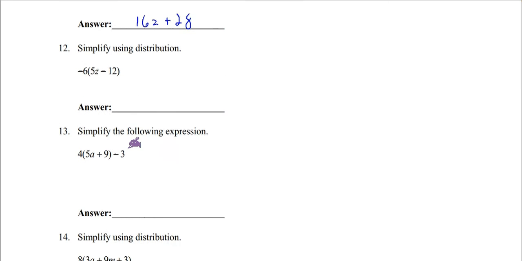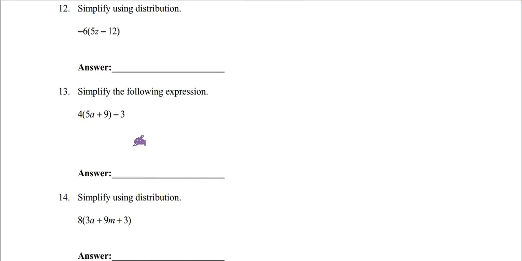This problem here, what's that all about? It's just showing that you know that negatives distribute as well. So negative 6 times 5z is negative 30z. Negative 6 times negative 12 is positive 72.